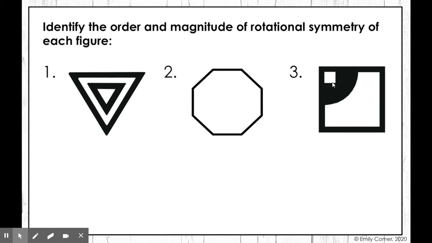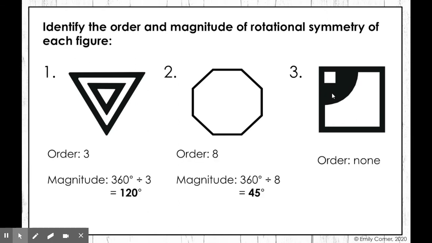This one's a bit tricky because of this weird pattern in the corner. This one actually only matches up one time. You have to rotate it fully back for it to match up again. Because since this corner is different than all the others, it makes it so the order is much smaller. We have an order of 1 and a magnitude of 360.